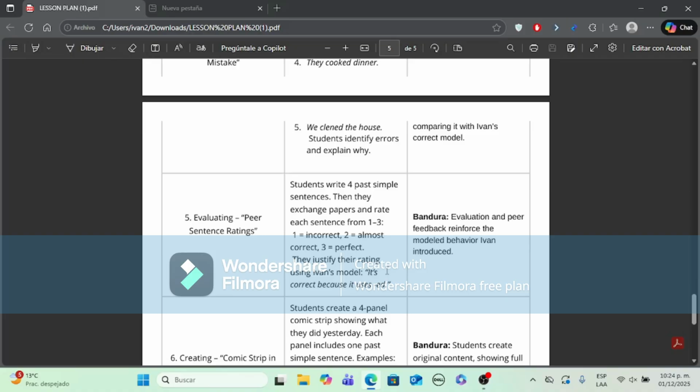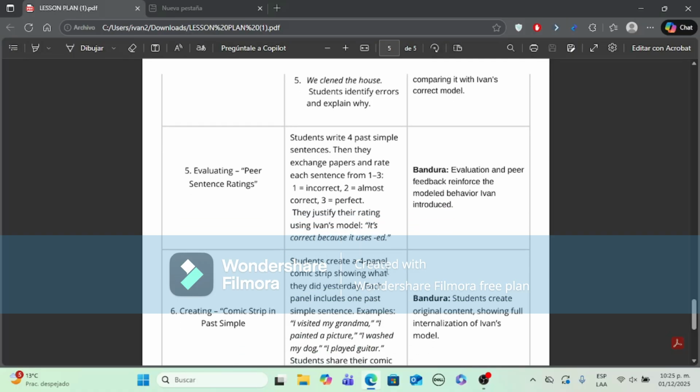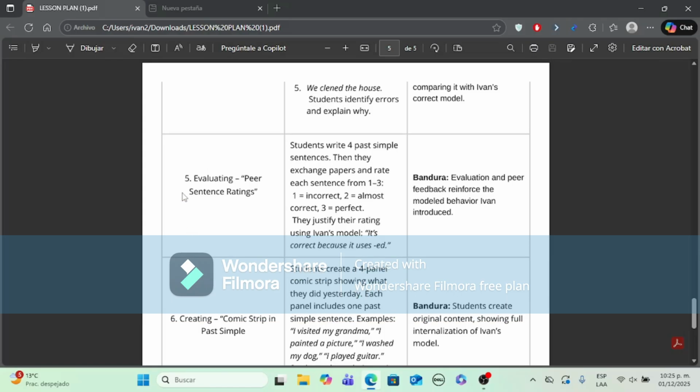Then we have step number 5, evaluating. Peer sentence ratings is the name of the activity. In this activity, students write 4 of their own sentences using regular past tense verbs. After writing, they exchange papers with a partner. Each partner must rate each sentence according to this scale. Number 1 is incorrect, number 2 is almost correct, and finally, number 3 is perfectly correct.